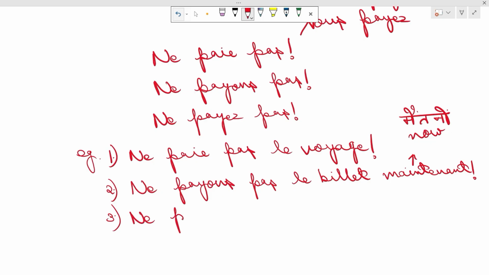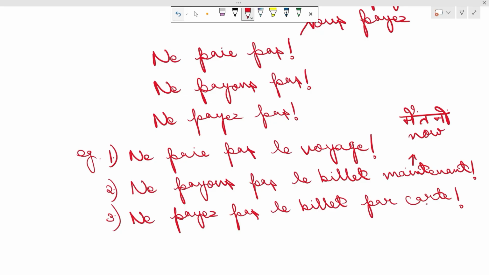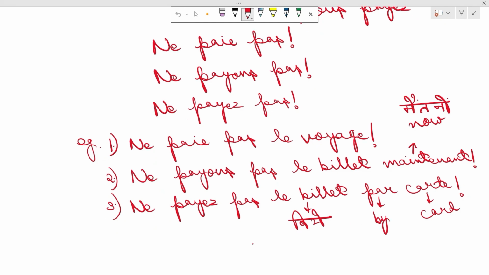Last one. Ne payez pas le billet par carte. Carte means card. Billet means ticket. Ne payez pas le billet par carte. This means don't pay the ticket by card. These are the verbs which I wanted to discuss, that is GER ending, YER ending, and CER ending.